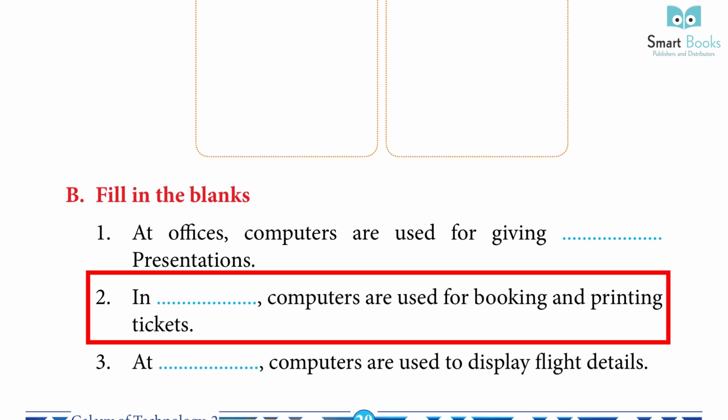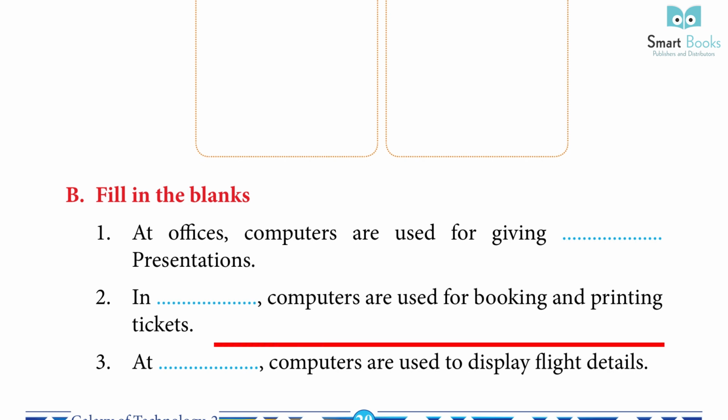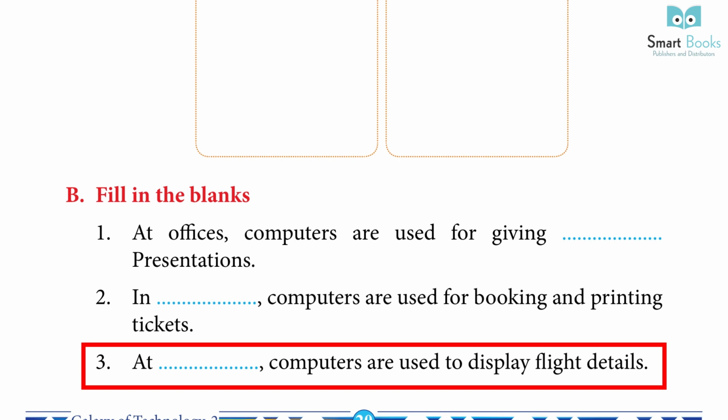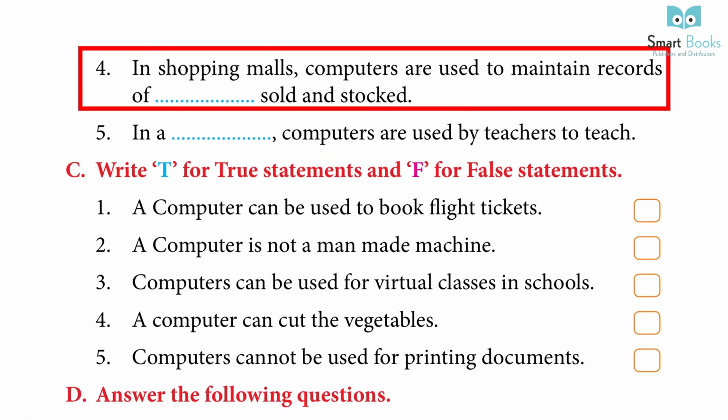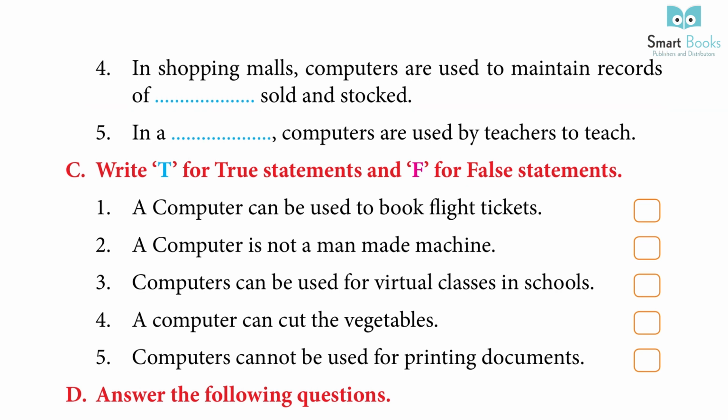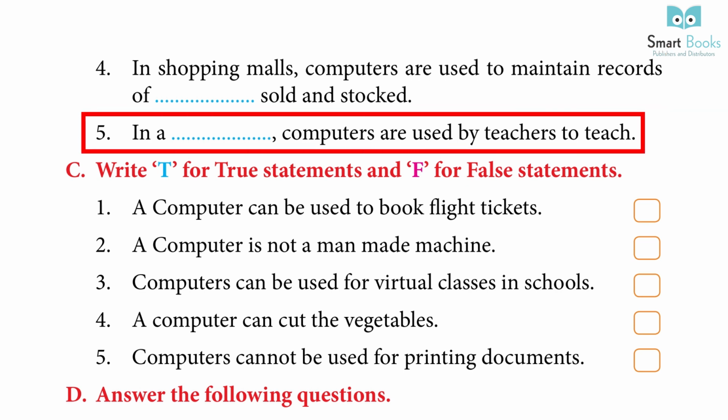2. In dash, computers are used for booking and printing tickets. Answer: railway stations and airports. 3. At dash, computers are used to display flight details. Answer: airports. 4. In shopping malls, computers are used to maintain records of dash sold and stocked. Answer: goods. 5. In a dash, computers are used by teachers to teach.